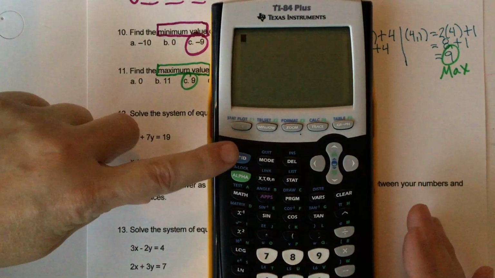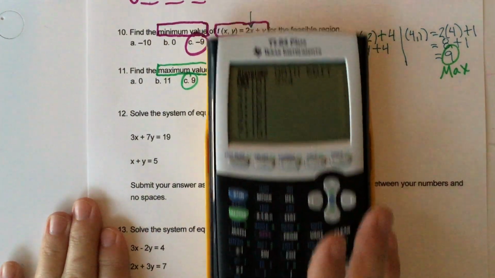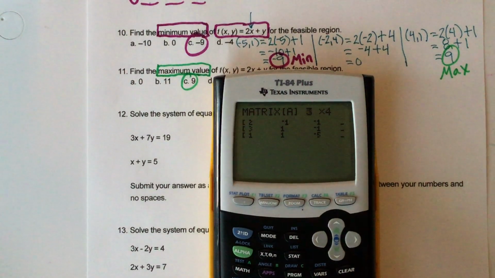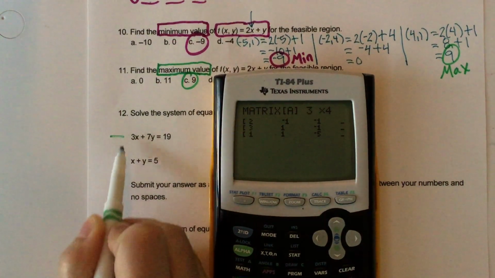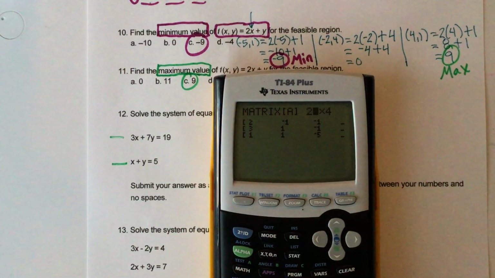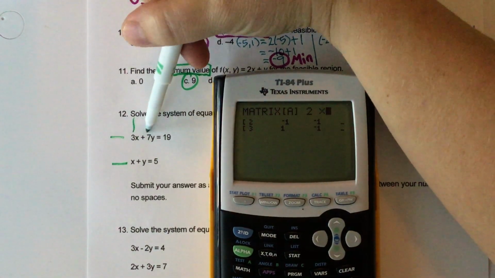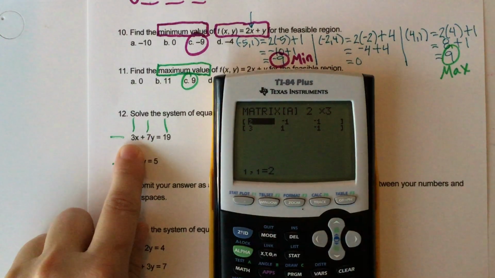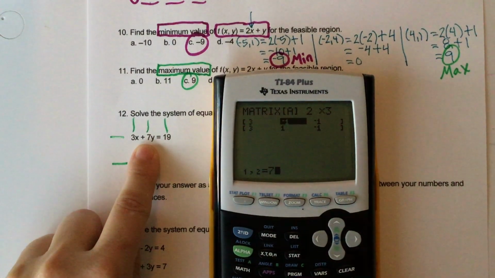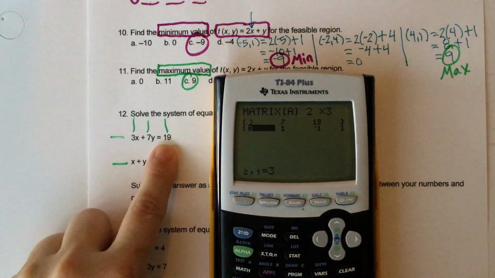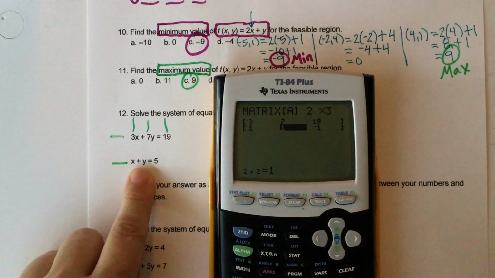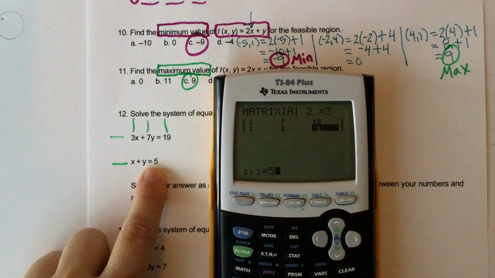So I hit second x to the negative 1. The first time I'm in here, I go over to edit, hit enter. Now this one is not a 3 by 4 matrix. This one has 2 rows, so this should be a 2, and it has 1, 2, 3 columns, so this is a 3. This is a 2 by 3 matrix. And I'm going to type over the numbers that are already here. So 3, enter, 7, enter, 19, enter. Second row, there's a 1 in front of the x, 1, enter. There's a 1 in front of the y, 1, enter, and then 5, enter.